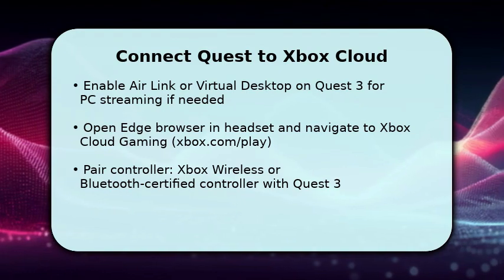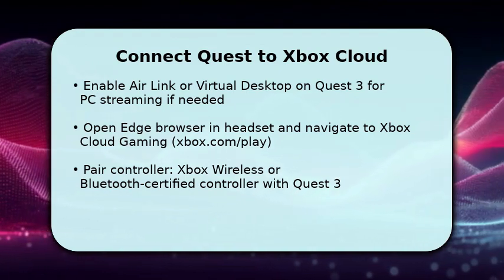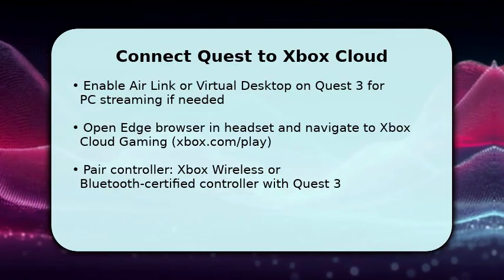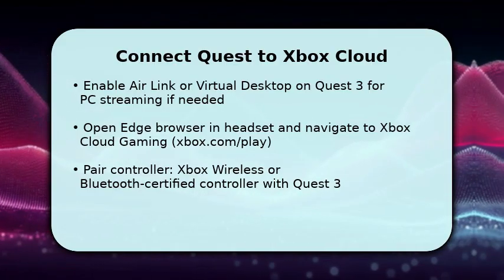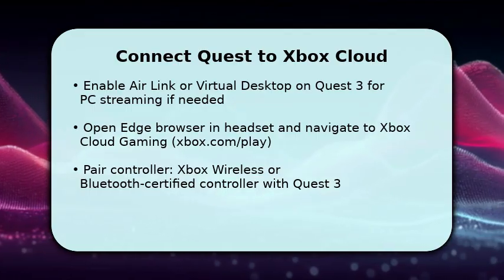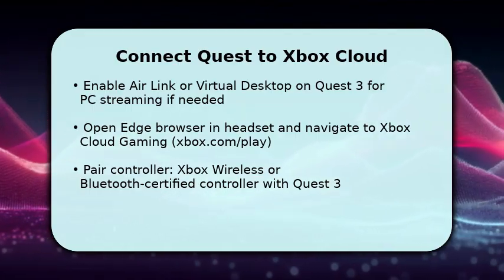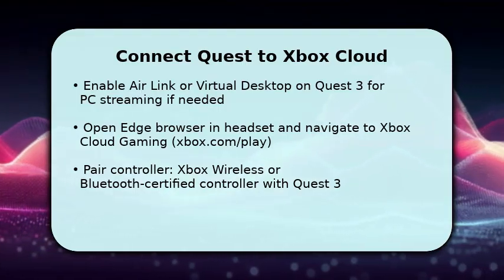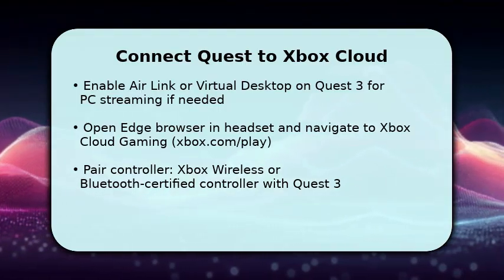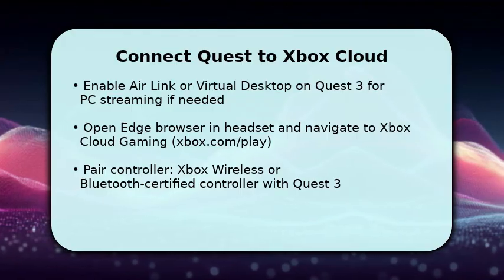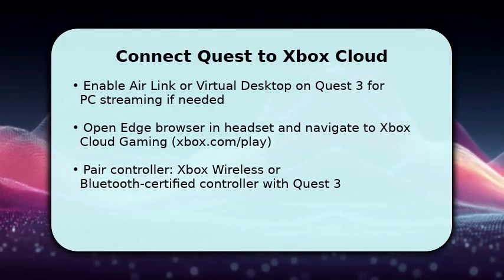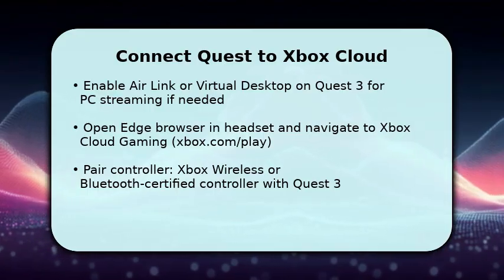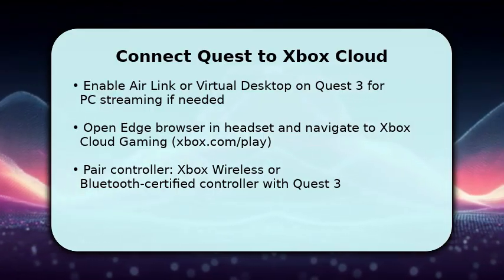Next, you connect the Quest to the cloud service itself. You can use Edge on the headset to go directly to xbox.com/play. Sign in if prompted. If you prefer PC-based routing, enable AirLink or run Virtual Desktop and connect to your gaming PC with Xbox app streaming enabled. Pair an Xbox wireless or supported Bluetooth controller in the Quest settings, test inputs in the browser or app. Once paired and signed in, launch a cloud game to confirm video and controller data flow.